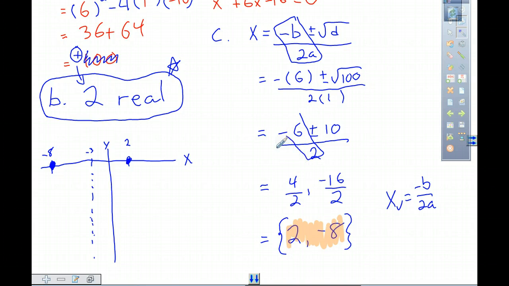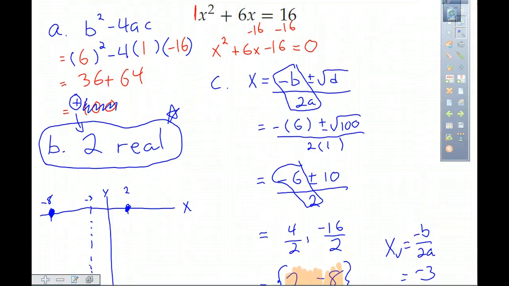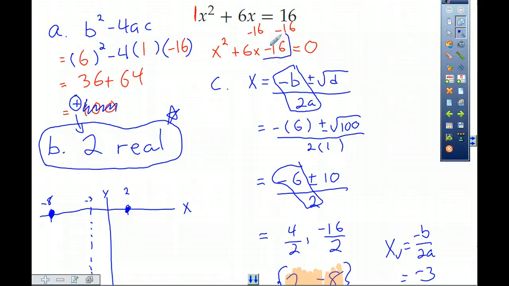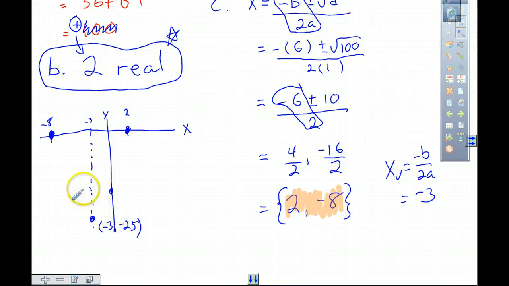Right? So your axis of symmetry is negative 6 over 2, which equals negative 3. Same thing. If we plug in negative 3, we'd find out that the vertex is at negative 3, negative 25. What's the y-intercept here? Negative 16, whatever c is, right? That's the y-intercept. So on the y-axis, this is negative 25. I'm just estimating. I'll say this is negative 16 right here, which also means over here is another negative 16.